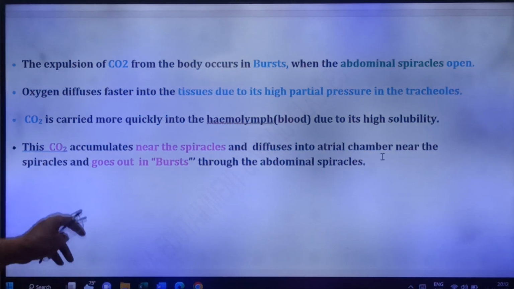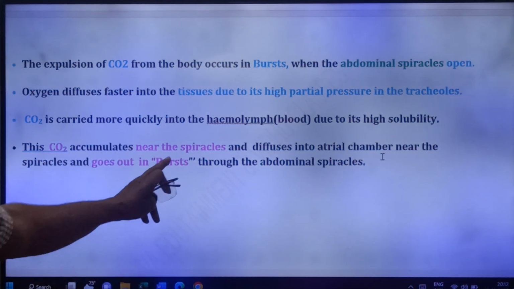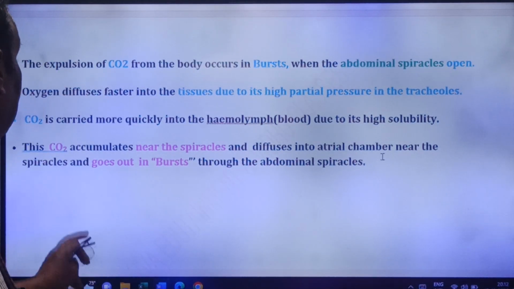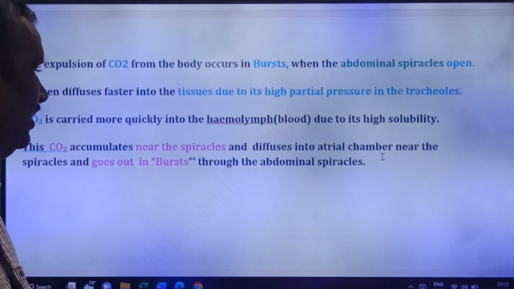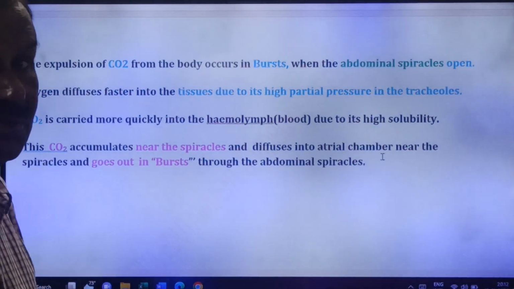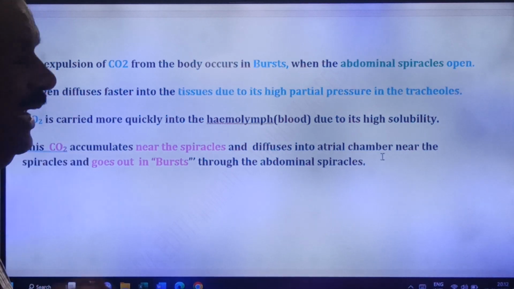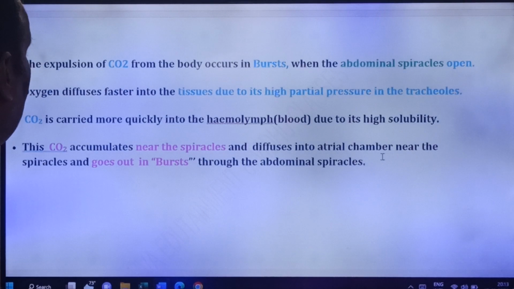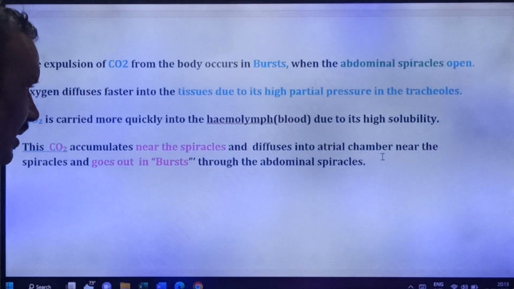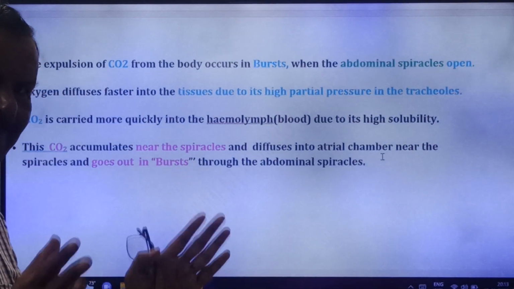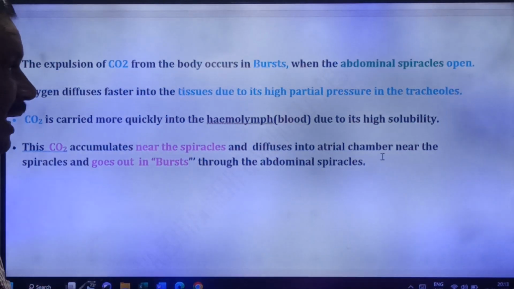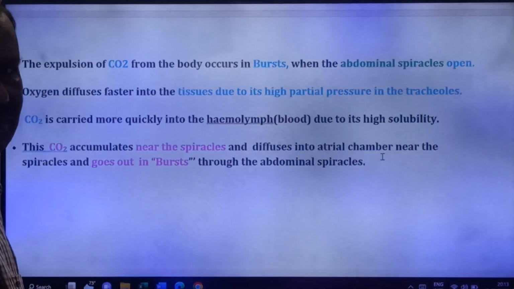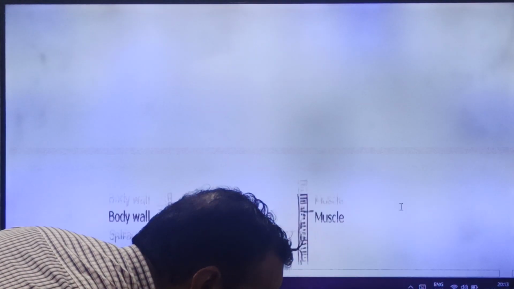This carbon dioxide accumulates near the spiracles and diffuses into the atrial chamber near the spiracles and goes out in a burst through the abdominal spiracles. So the carbon dioxide, due to its high solubility, dissolves in the hemolymph. Through hemolymph it reaches the spiracles. It diffuses into the atrial chamber, and when the abdominal spiracles are opened, it goes out in the form of a burst through the abdominal spiracles.